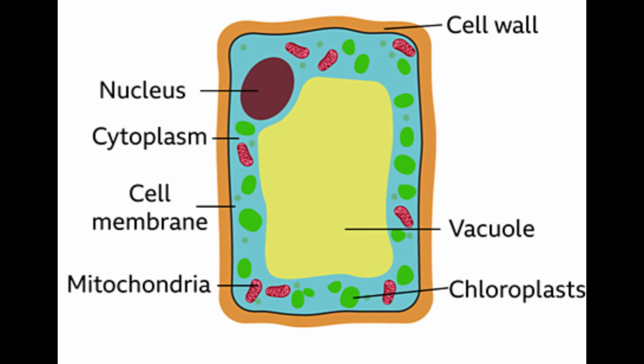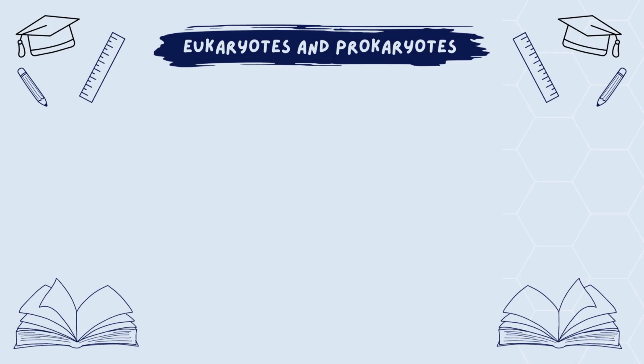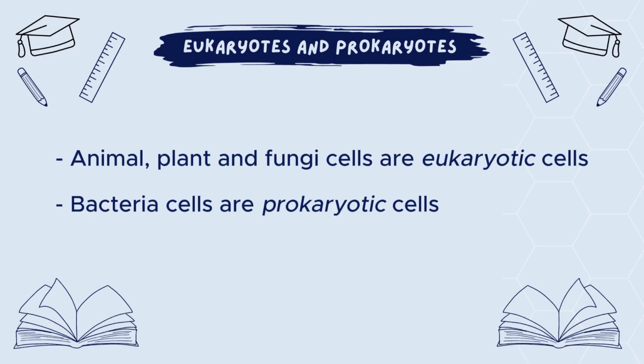So again, we have a very simple diagram of a plant cell. The only thing that isn't labelled on here are again the ribosomes, which are just the small dots. As you can see, this is very similar to an animal cell, apart from the things we have just covered. So the last topic today is eukaryotes and prokaryotes. Animal, plant and fungi cells are all eukaryotic cells, whereas bacteria cells are prokaryotic cells.